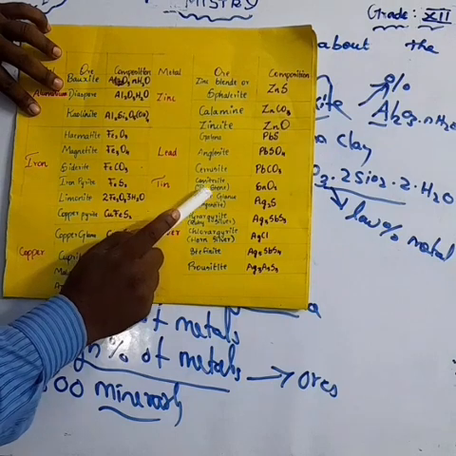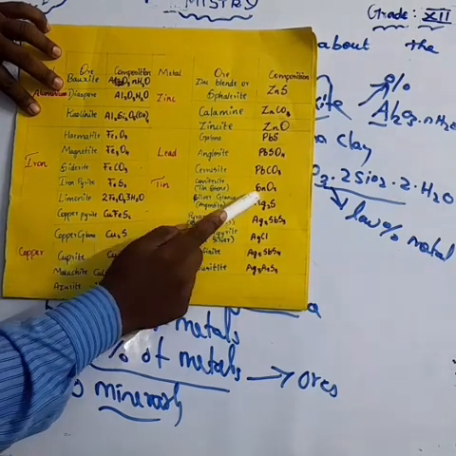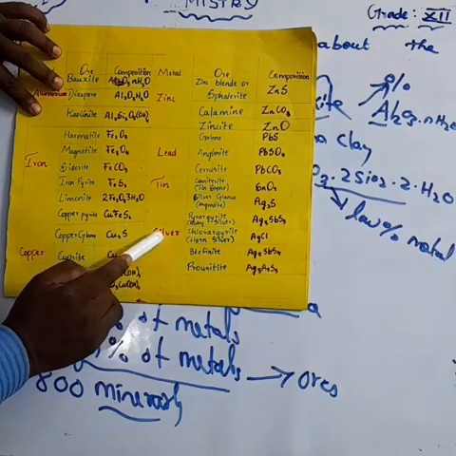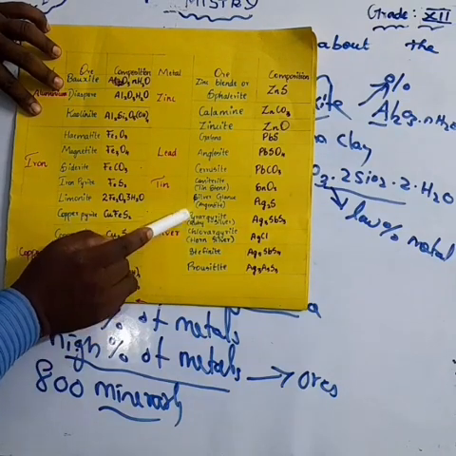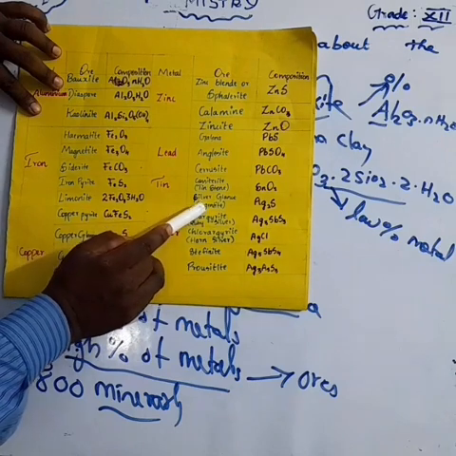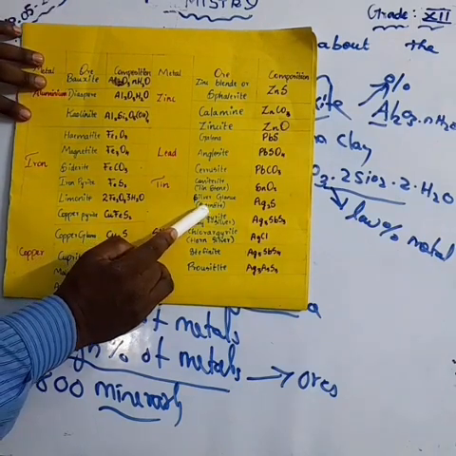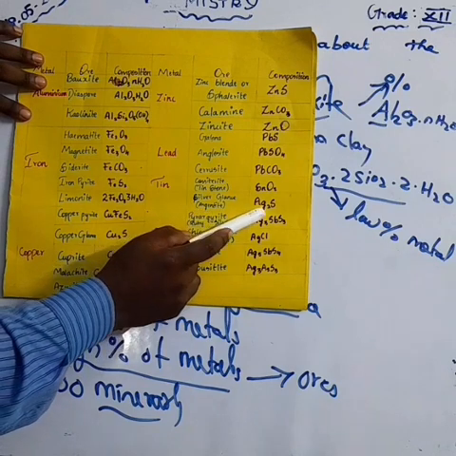Next metal, tin. It's about tinstone. What is the formula? SnO2. Next, silver. Silver also has five ores. One is silver glance, argentite. What's the formula? Ag2S.